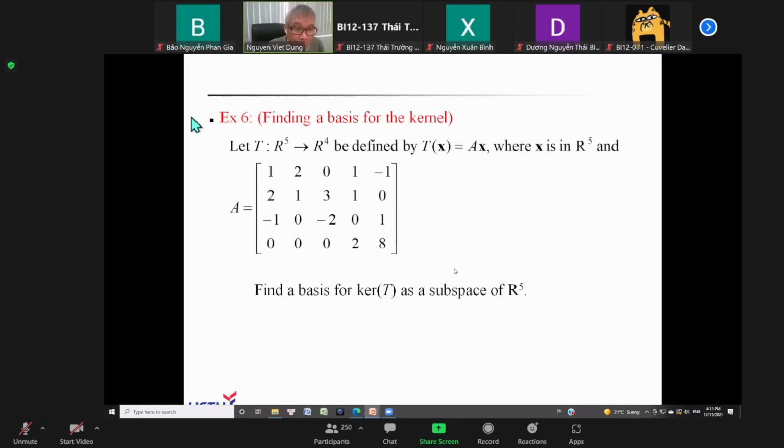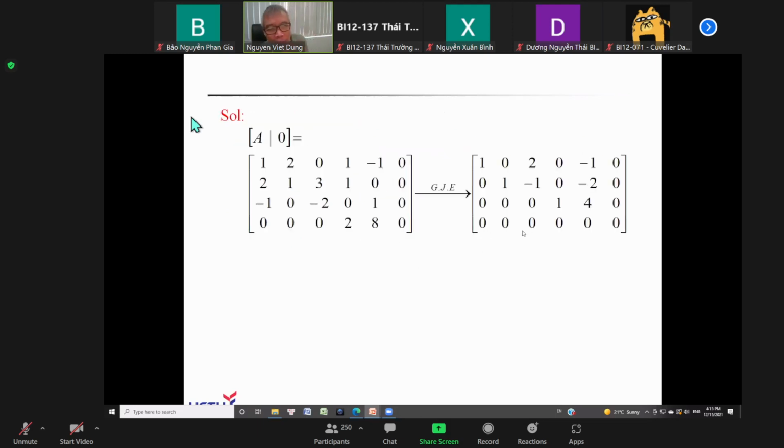Once again, we look at a previous example. T from R5 into R4 with T(x) equal to Ax, with A as that matrix. You are required to find the basis for the kernel of T. Then obviously you see that it is similar to finding the solution space of a homogeneous system of linear equations. And you apply Gauss-Jordan elimination to solve it.